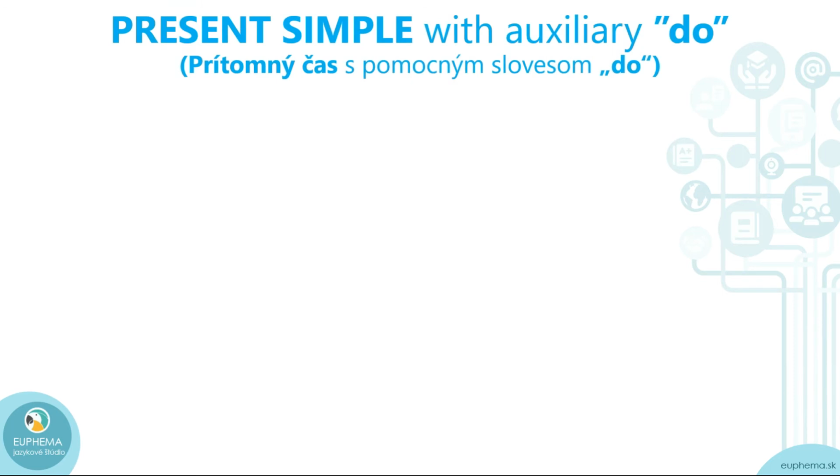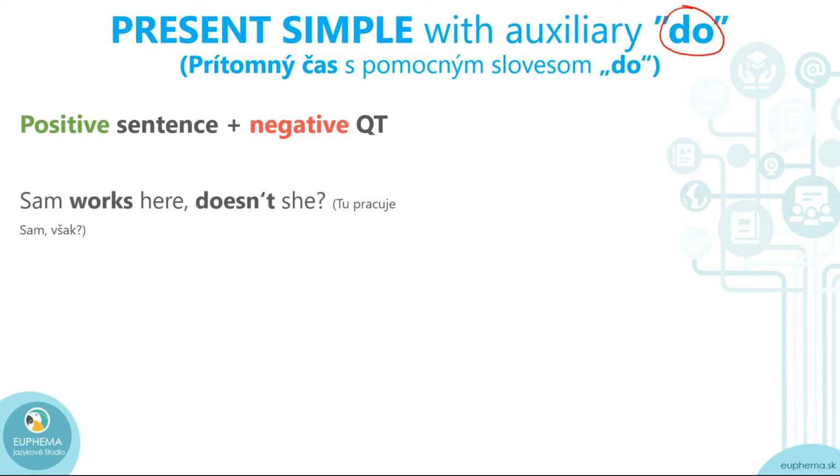Okay, let's start with present simple again. Now you need to remember to use the auxiliary verb do. Okay, let's see how it works. The rule that we are following is always the same. With a positive sentence, we have to use a negative question tag. Let's see. Sam works here, doesn't she?